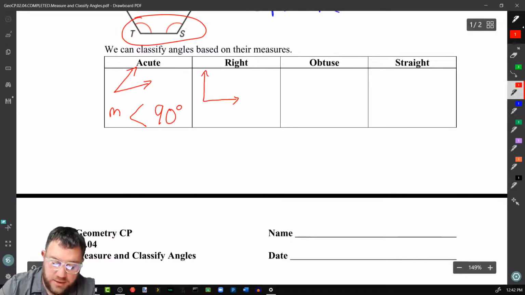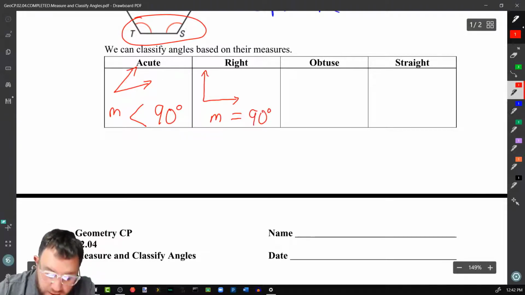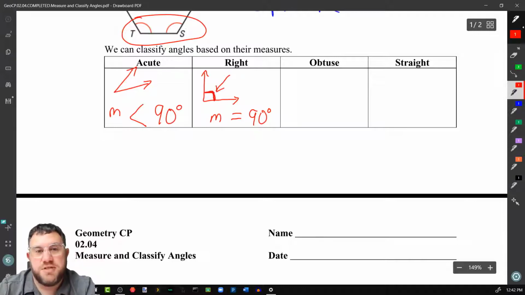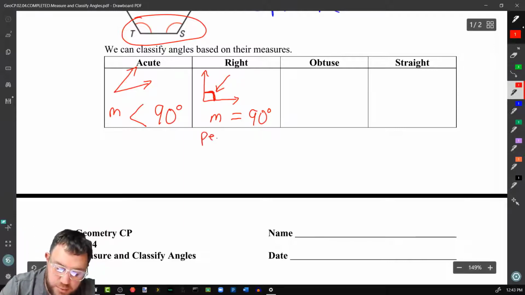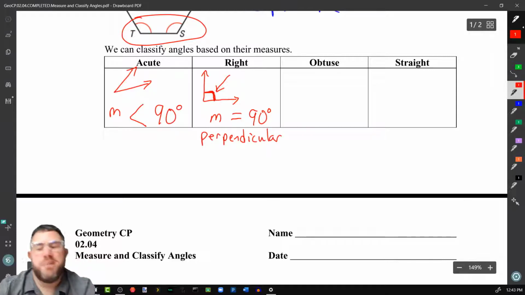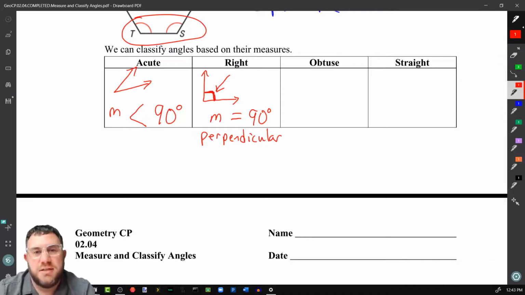A right angle, the measure equals 90 degrees. And we denote that with the perpendicular box. That little box, remember, tells us you have a right angle. It tells you the measure of that angle is 90 degrees. That means those two rays are perpendicular. So remember, when you have perpendicular lines, they form right angles. We'll come back to that when we do parallel and perpendicular lines.